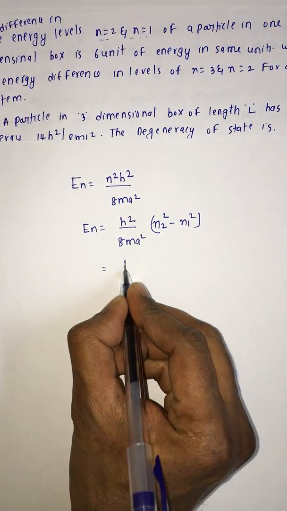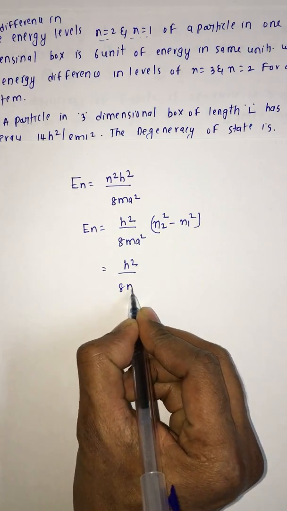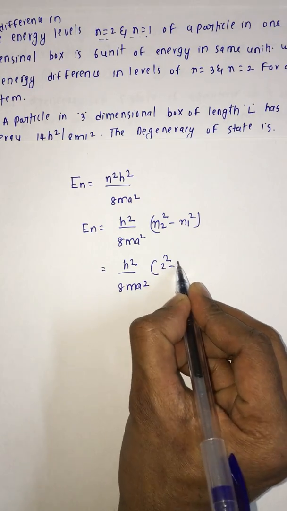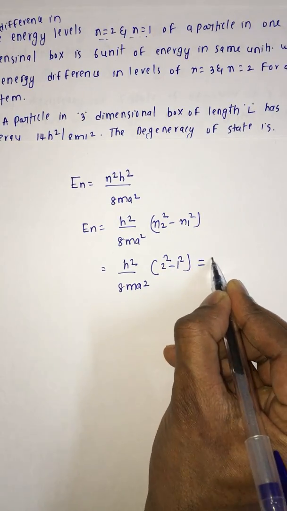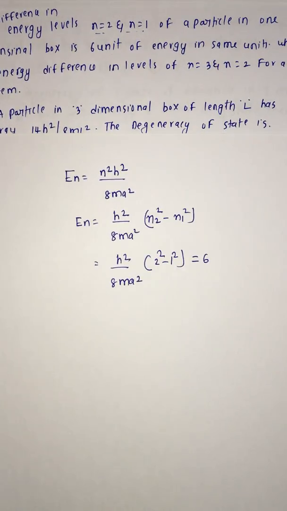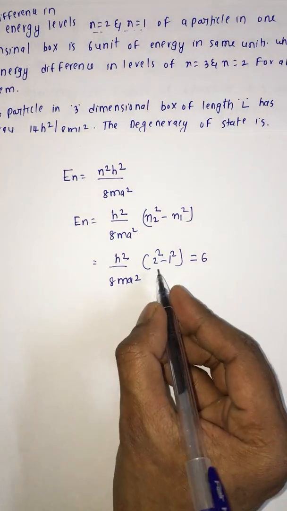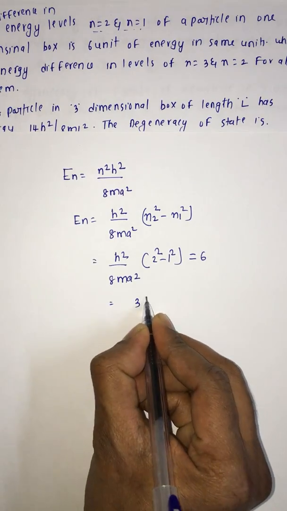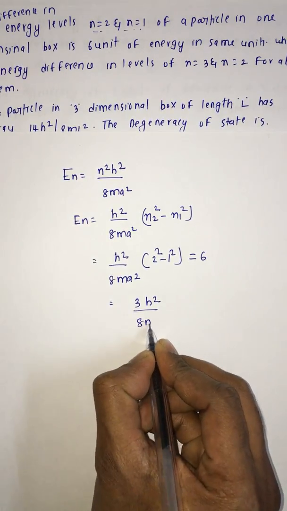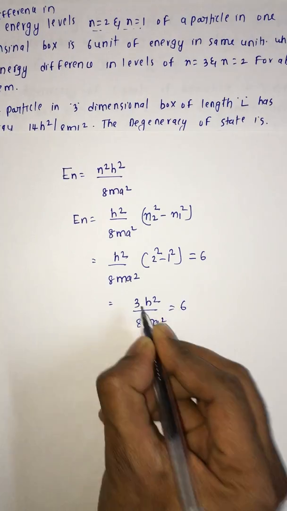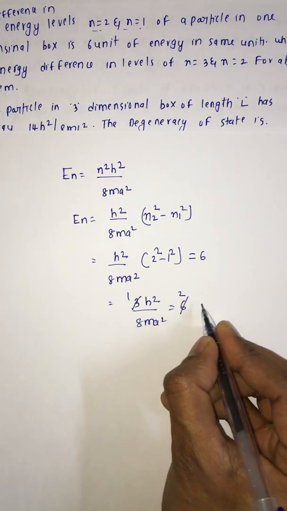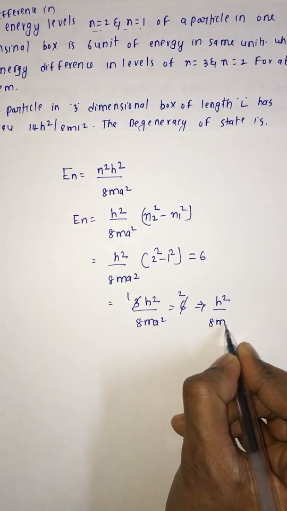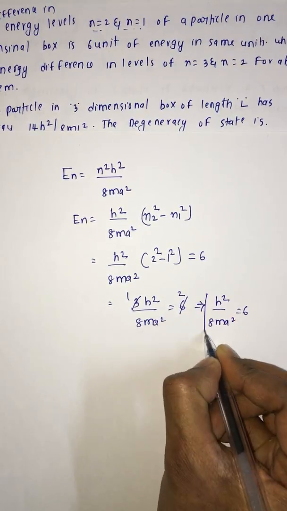First we have to calculate how much energy this unit is, then we will go for the next. So h square by 8ml square times (2 square minus 1 square) equals 6, because the energy difference is 6. This comes out to be 4 minus 1, which is 3, times h square by 8ml square, equals 6. So 3 ones are 3, 3 twos are 6, so finally h square by 8ml square equals 2.